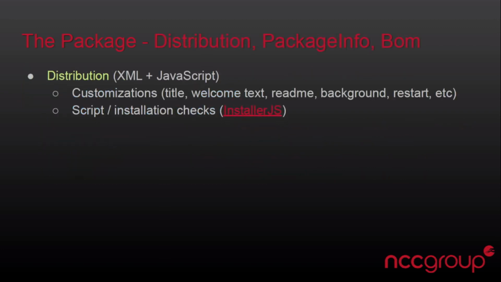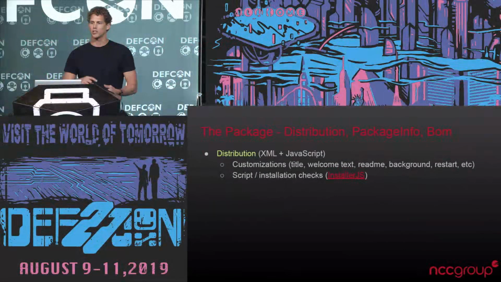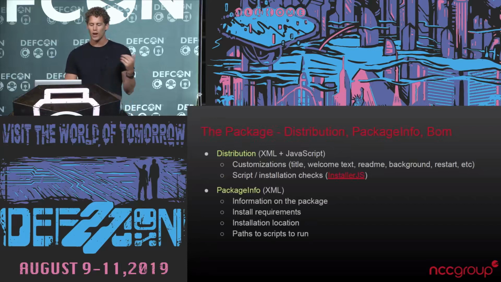So the distribution file, this is the customization of the installer window. It gives it the title, the welcome text, if there's a license, if there's a README, the background logo that is displayed, and sort of determines whether you restart or shut down or don't need to do anything after the installation is complete. These can also include JavaScript, specifically a subset called installer.js, and this is supposed to be what triggers that pop-up of some code is going to run to check to see if your system's compatible. It's a compatibility check.